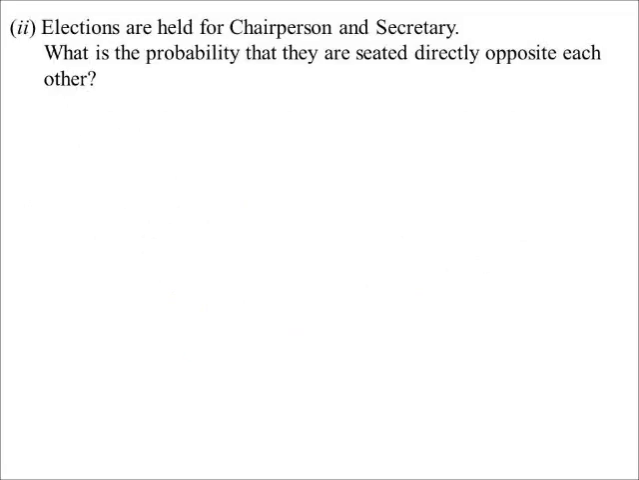All right, we're now going to hold elections for the chairperson and the secretary. Probability that the 2 people that end up being elected are sitting opposite each other. Okay, total ways, no restrictions. So now we've got rid of the restriction about the teenagers being together. So total ways with no restrictions, 9 factorial, 10 people in a circle.